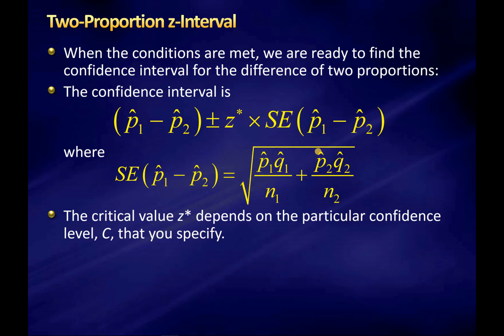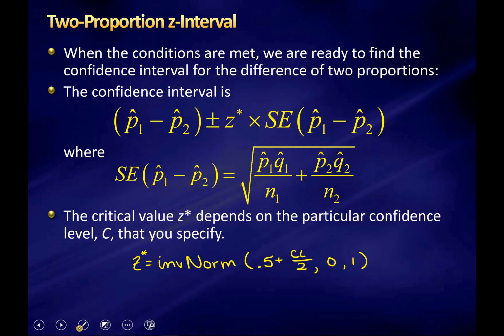Z star was still exactly what it's been before, and that dealt with our confidence interval. And you might want to recall that the method that we used to find your Z star in your calculator, you did inverse norm, and then you always did 0.5 plus whatever your confidence level was as a decimal over 2, and then using our standard normal distribution, so our mean was 0 and our standard deviation was 1. And this allowed us to find z star, no matter what our confidence level itself was.